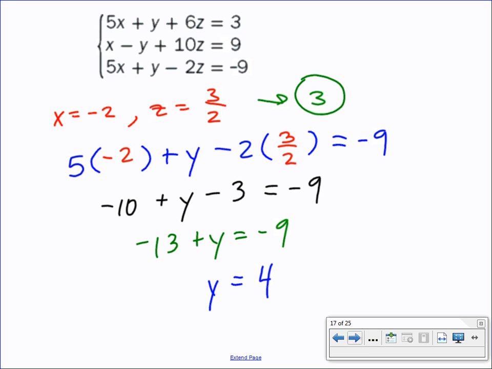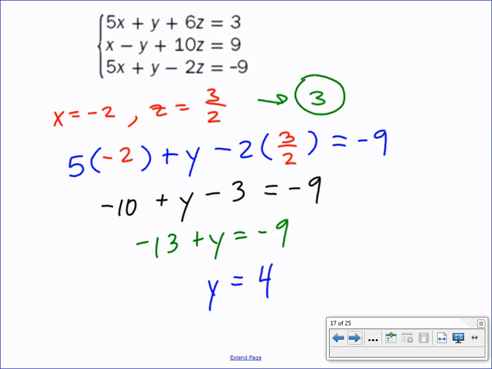Oh my goodness. So what ordered triple am I going to check? Go ahead and tell the class when I call on you. So what ordered triple am I going to check? Mark? Would it be negative 2, 4, 1.5? Yeah, let's go ahead and check negative 2, 4, 1.5 in my original.